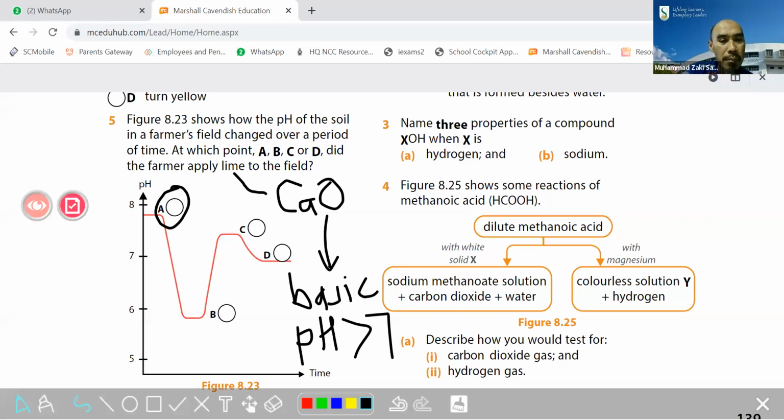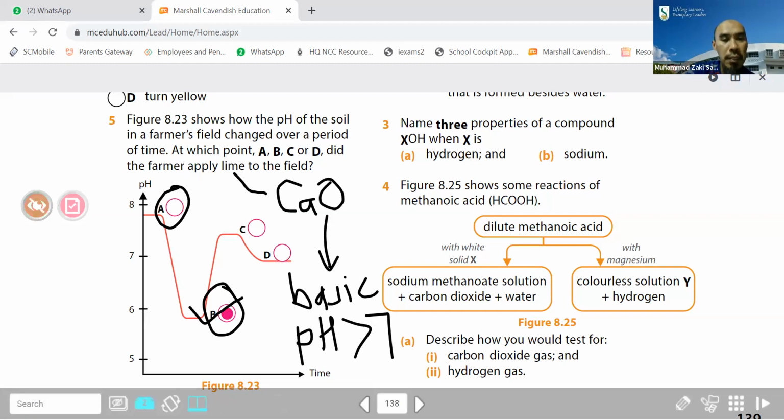You apply B, most probably, because the pH goes up. Right? Whenever you apply alkali, pH goes up. Alkali, pH goes up. Acid, pH goes down. So is it C? C, no. C, you apply acid. D, nothing happens, like you add water. So it should be B. Right? It should be B. Okay, let's check the answer. B. Right? Okay, this question is very good.